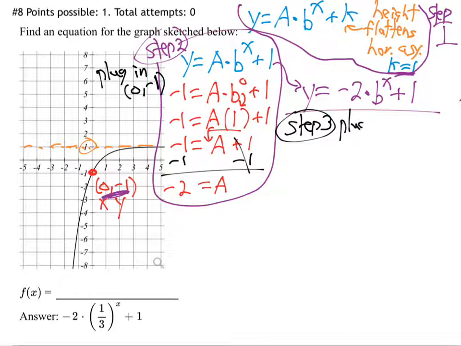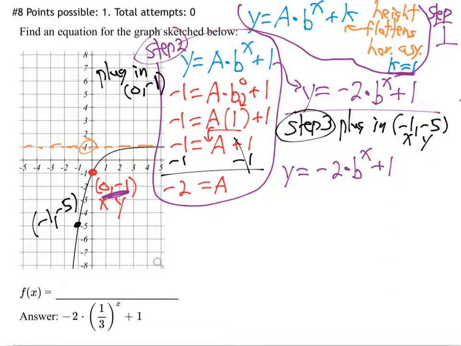Step 3 is going to be plug in one more clear point. What's another point that's right on a clear mark where two lines meet? Right there, huh? That's back 1, down 5, isn't it? Back 1, down 5 for x and y. So take the equation as we have it so far, y equals minus 2 times b to the x plus 1. And plug in x is minus 1, y is minus 5. And so what do we get? Minus 5 is minus 2 times b to the minus 1 plus 1. Okay, so now we can solve for b.